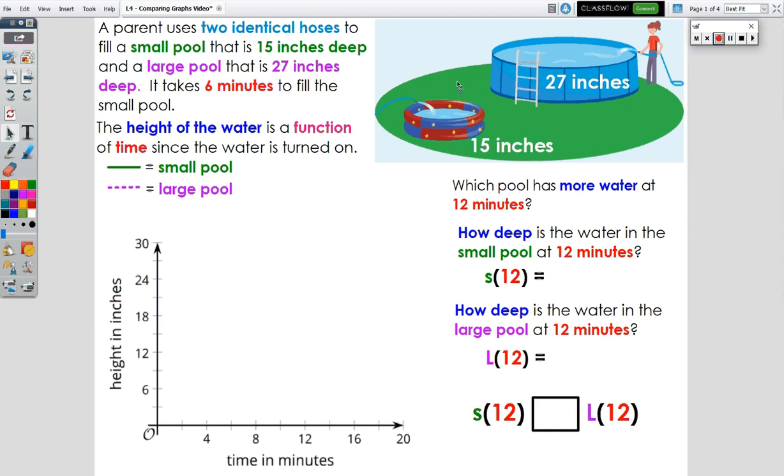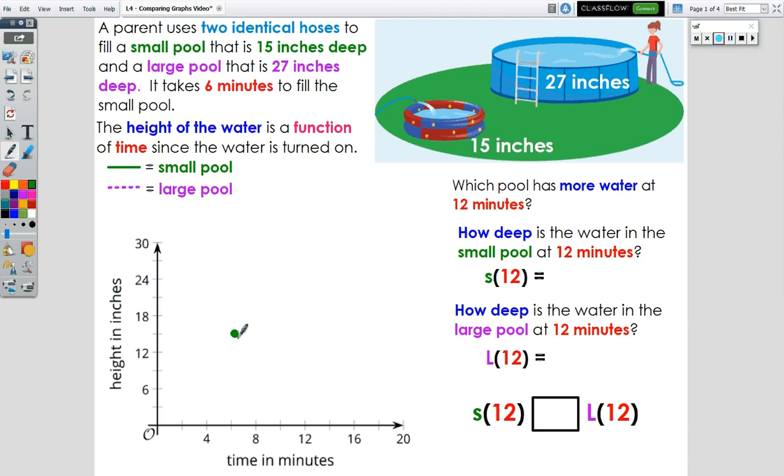So the first thing we want to do before we compare these two pools is we want to make a graph. So I know that they're going to fill at the same rate, and I know that it's going to take me 6 minutes to fill the small pool. That means at 6 minutes, the small pool is going to have 15 inches of water. So somewhere at 6 minutes, it's going to have about 15 inches of water. So this is going to go straight up till we get to that point.